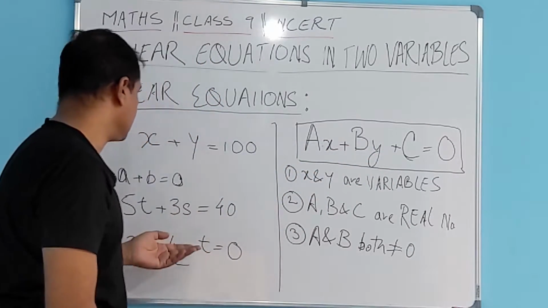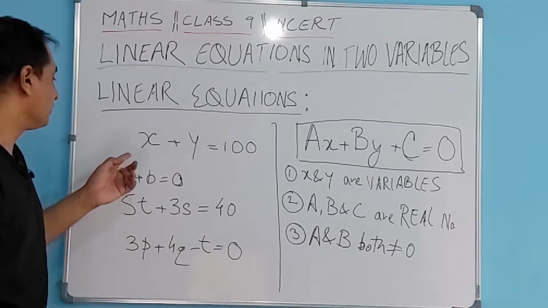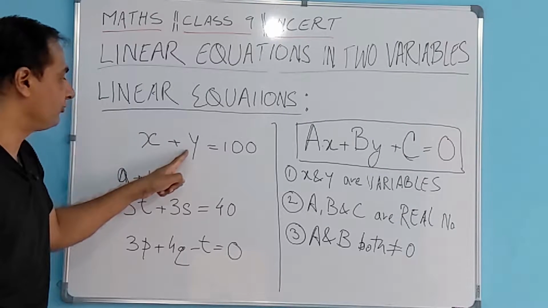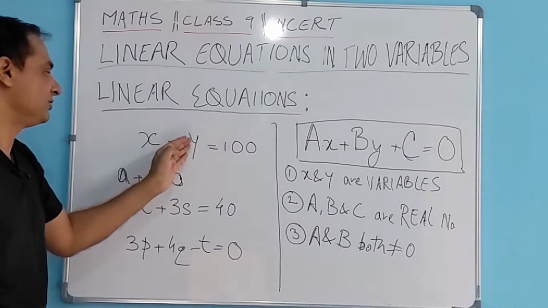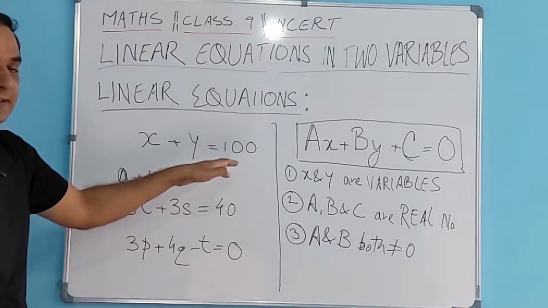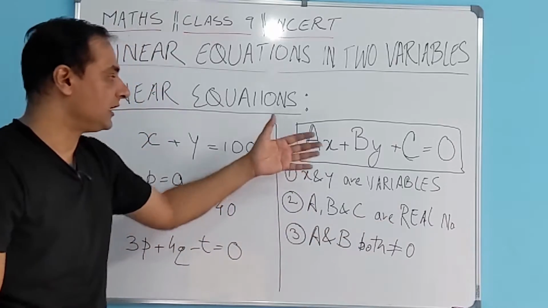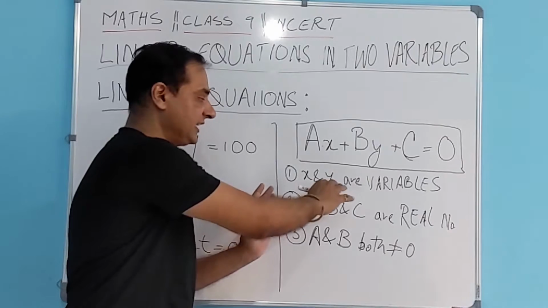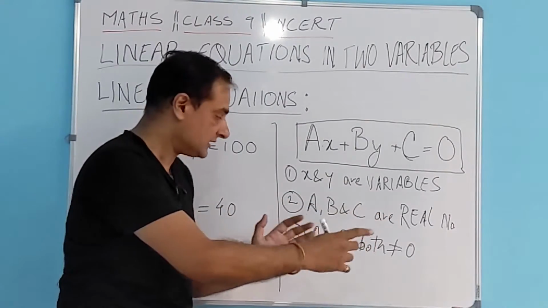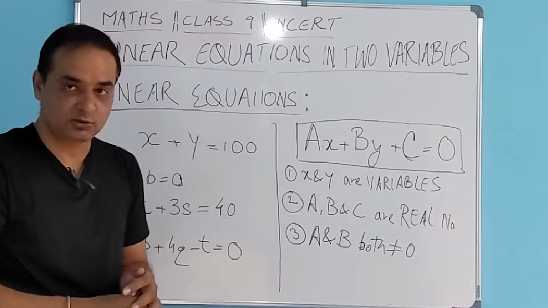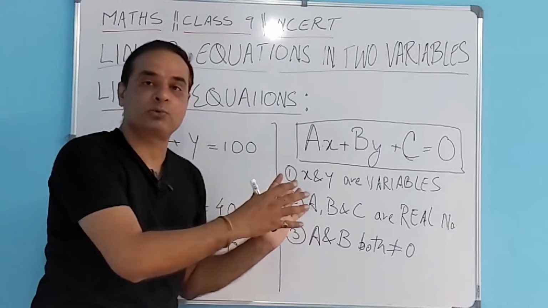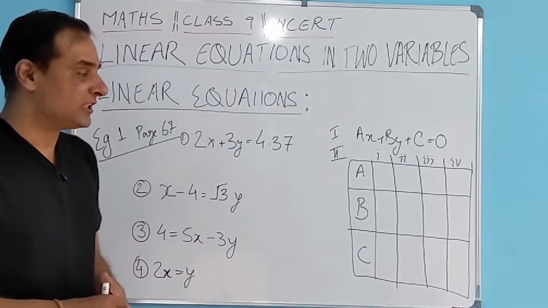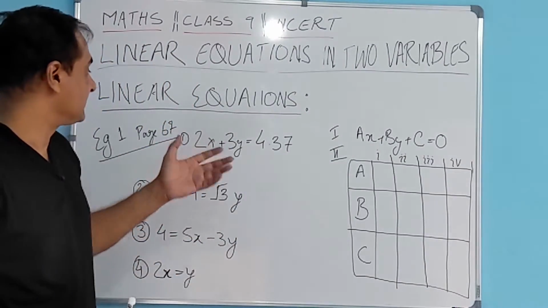A, b and c, if we see the example over here, the value of a is 1 here, the value of b is 1 here, and if 100 comes here, the value of c will be minus 100. So this is how we represent it, and this is the example. So when we have ax plus by plus c, where x, y are variables, a, b, c are real numbers, where a and b both are not 0, it is known as a linear equation in two variables. So let's look at example number 1, which is given on page 67 to understand linear equations.